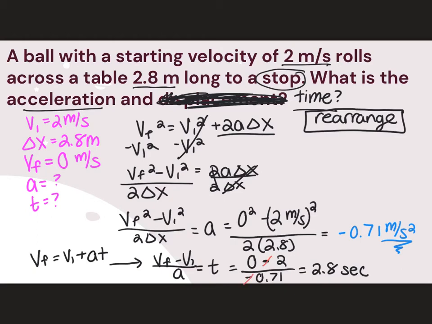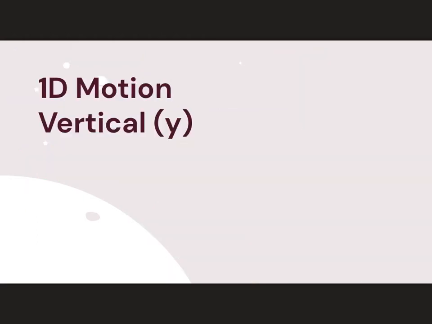Great job. Let's move on to vertical. Now let's look at 1D vertical motion. Same equations, but now we are only moving in the vertical direction. Now what's cool about these problems is we already have a given every single time.